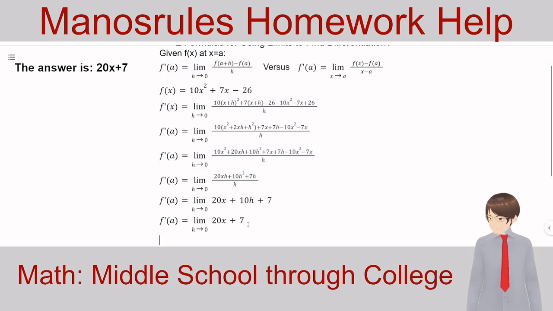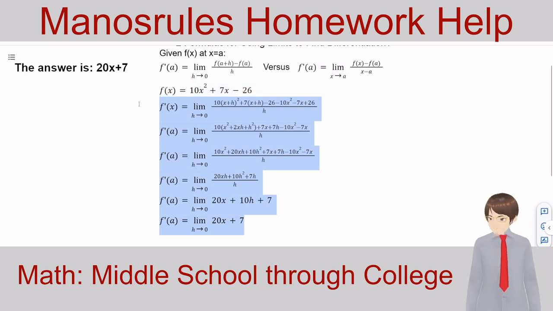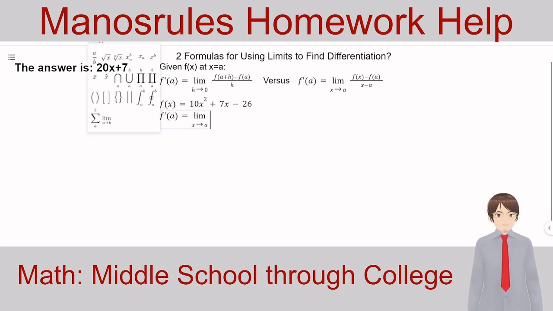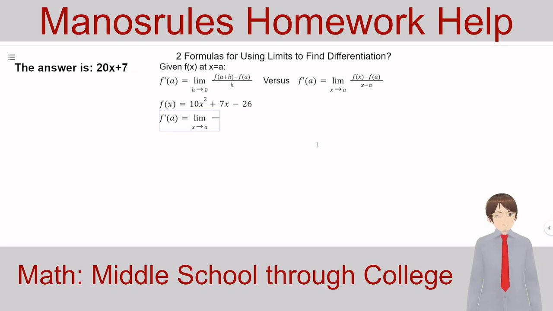Now, let's do the exact same thing, but for the formula on the right. So let me just grab this because we're doing this a whole lot. Now, once again, step 1 is just substitution, plugging in our function where it needs to go, which I'm going to do as 10x squared plus 7x, and then minus 26. And then once again, the signs are going to flip, so we're going to have minus 10a squared minus 7a plus 26, and this is all going to be over x minus a.